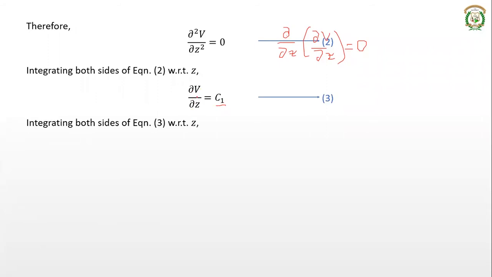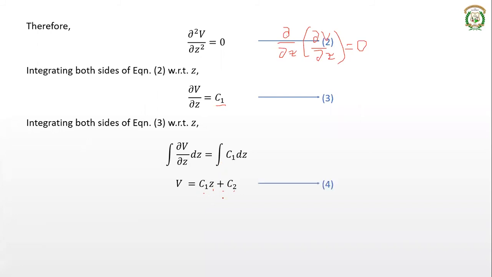Now again you have to integrate. There is a differentiation here, so again you integrate with respect to z. Integration and differentiation cancel, and that will be V. Integration of C1 with respect to z is C1 multiplied by z plus another constant, which you can take as C2. Why are we taking constants? Because these are indefinite integrals, so there are no limits, and we have to consider the constants: V = C1z + C2.